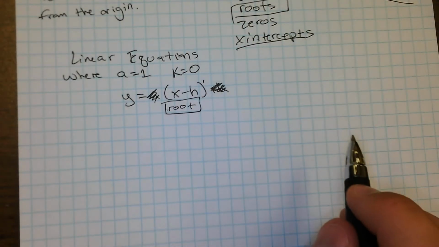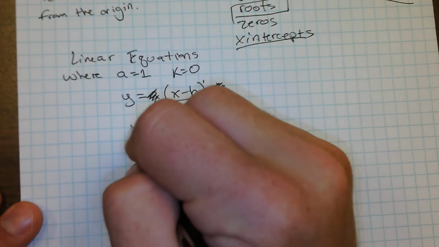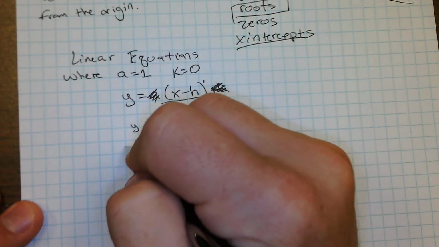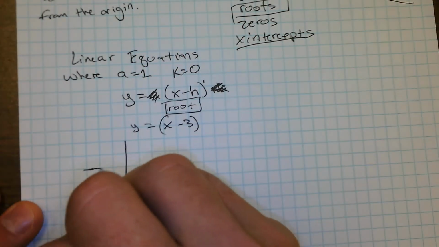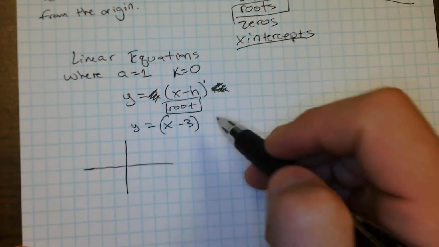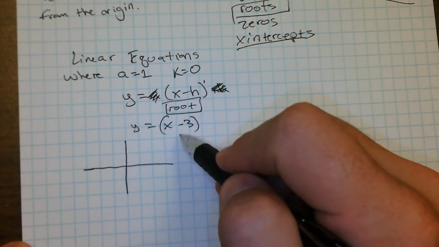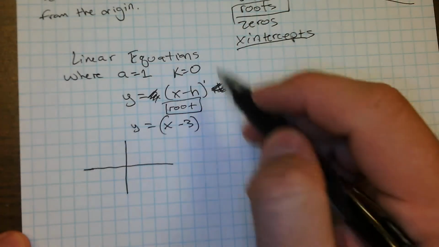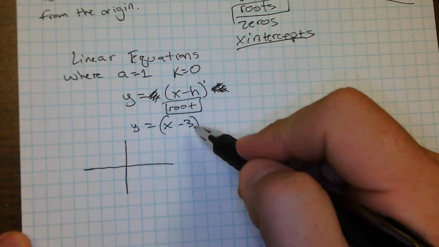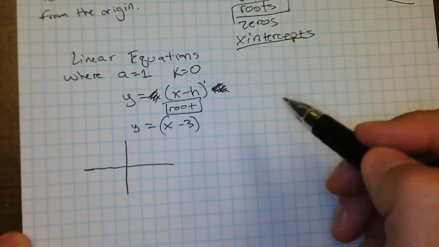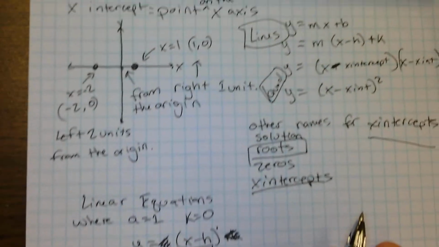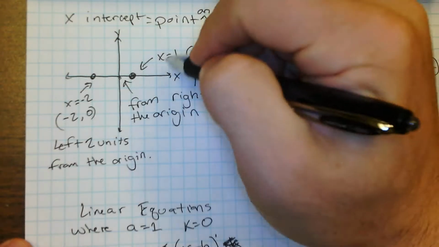So, say I have y equals x minus 3. On a graph, I know that x minus 3 is one of my roots. That means it's an x-intercept. That means y is equal to 0 because for every x-intercept, y is equal to 0. Look, up here, x is 1. That means y is 0.